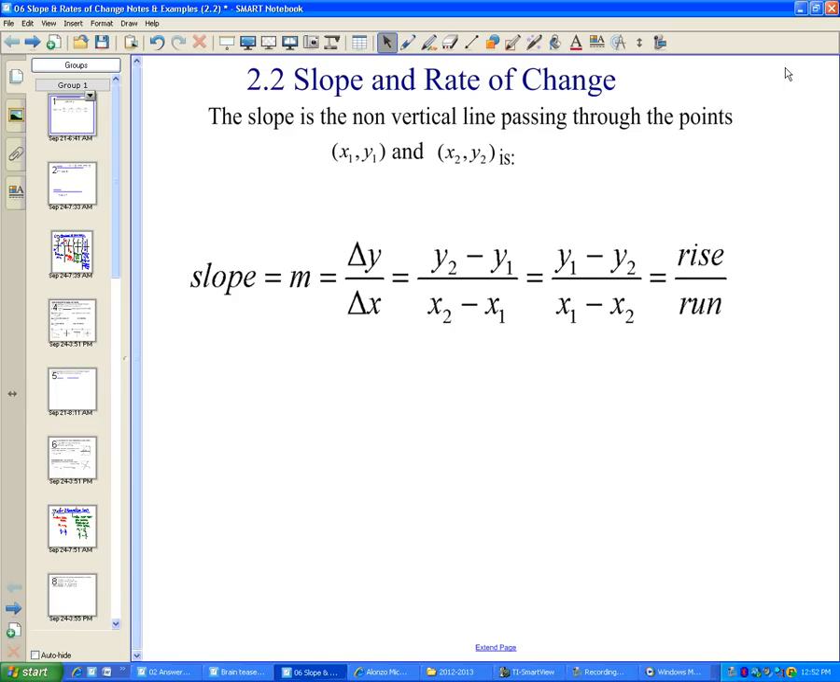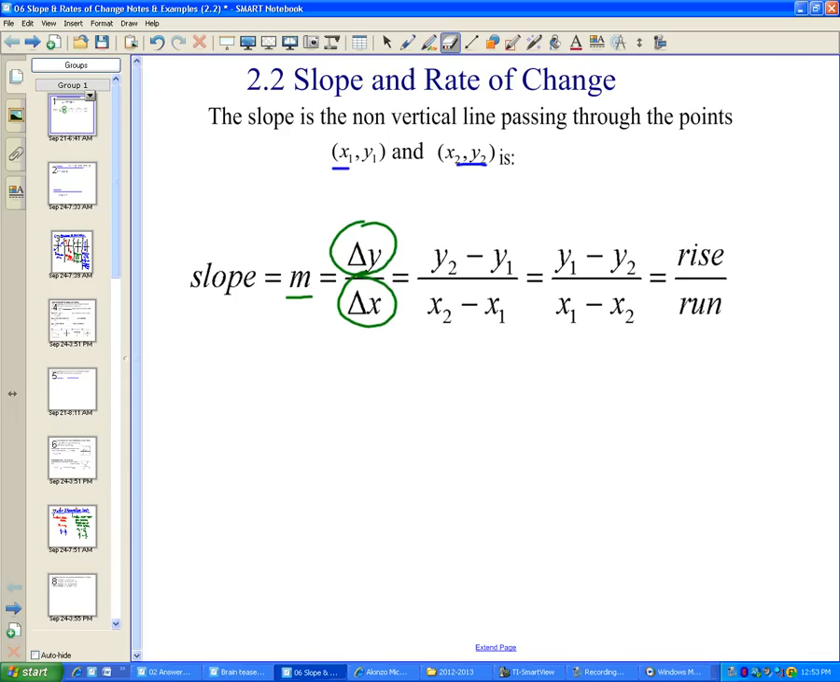First of all, we need to remember that a slope is a non-vertical line passing through the points x1, y1, and x2, y2. These are generic points. That's like if I said 3, 4, and 5, 37. So this would be my x1, this would be my y1, this would be my x2, and this would be my y2. From that, I get what we call the definition of slope. Slope, we use the letter m, and we can say this is delta y over delta x.